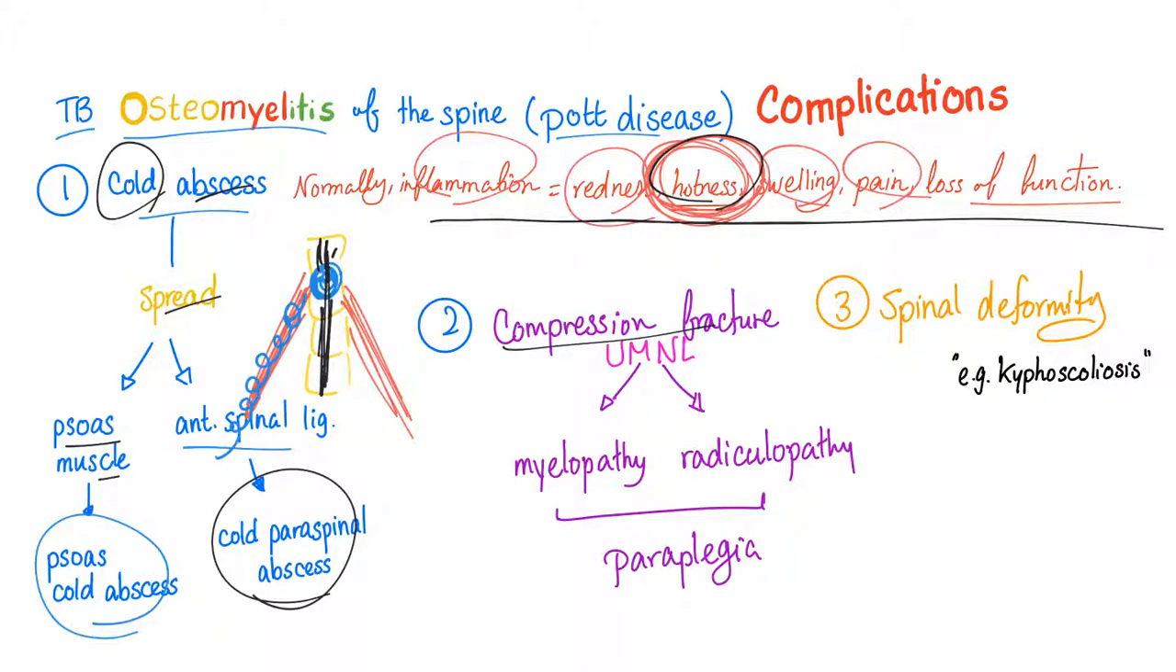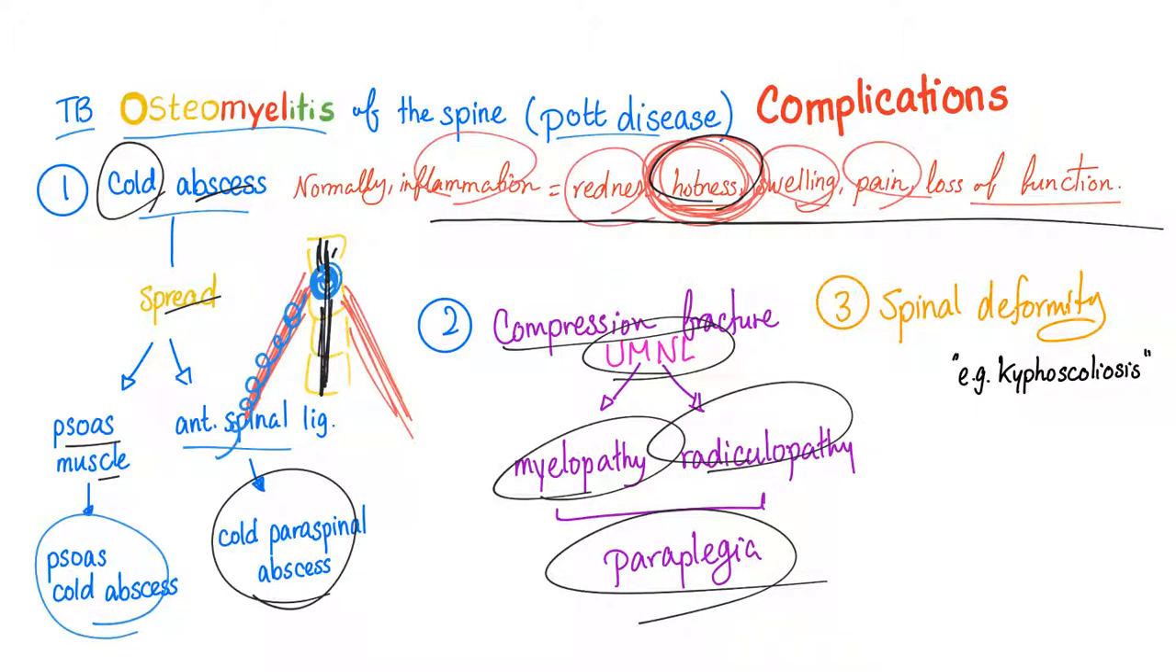It can lead to compression fracture of the vertebra, which is an upper motor neuron lesion. Whether myelopathy or radiculopathy, I don't care. Either one can lead to paraplegia, which is bad. Spinal deformity, such as kyphoscoliosis.